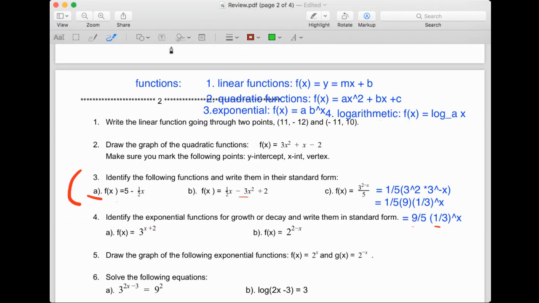You see, in this case, 9 over 5 is a number, then the base is 1 over 3. And if we graph this, it's clearly exponential decay, it goes this way, because 1 over 3 is less than 1. Make sense? Yeah, the graphing makes sense.